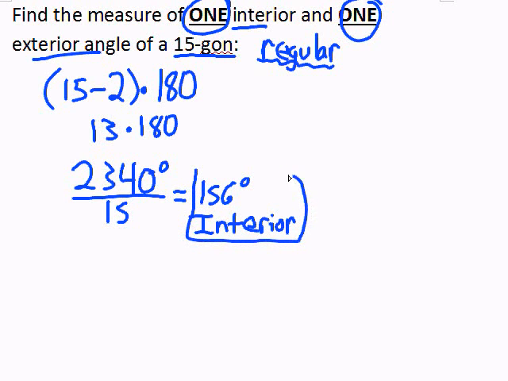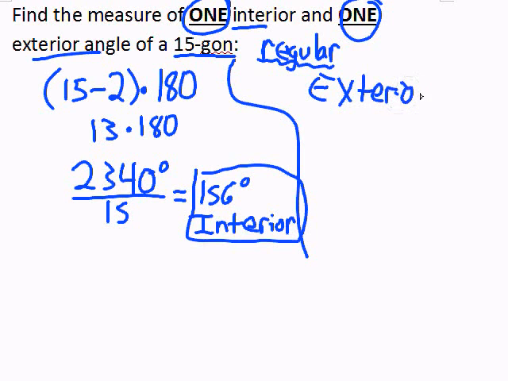Now the exterior is a lot easier. You know that the sum of your exterior angles is always 360 degrees. Since it's a regular 15-gon, meaning all the angles are the same, we're going to take 360 degrees and divide by 15, and that'll give us the measure of one exterior angle. So 360 divided by 15 gives us 24 degrees. So there you go. Each exterior angle is 24 degrees and each interior angle is 156 degrees.